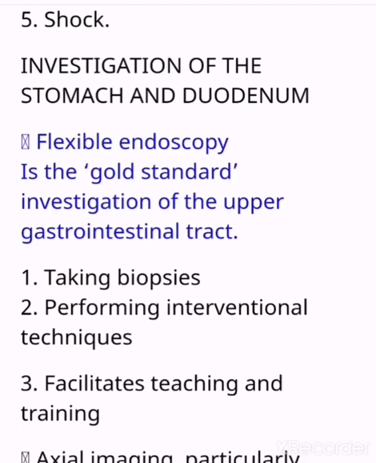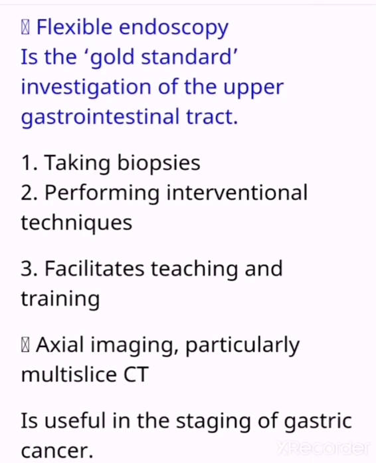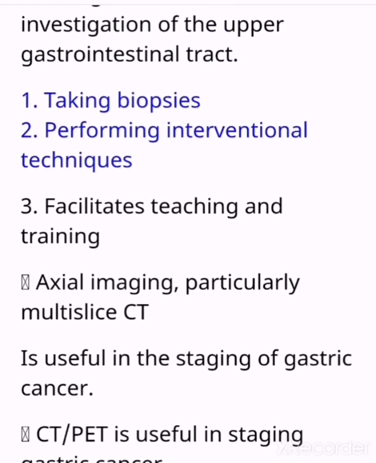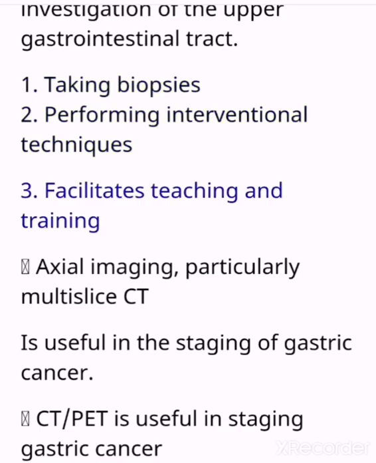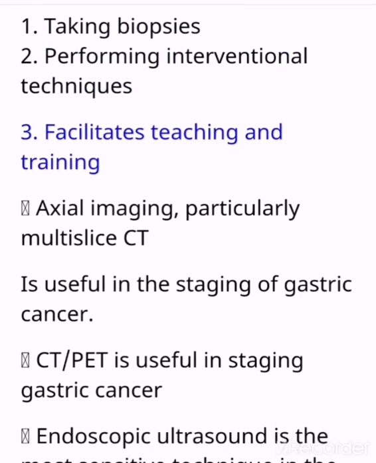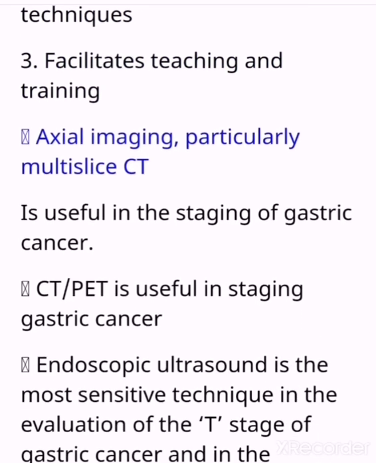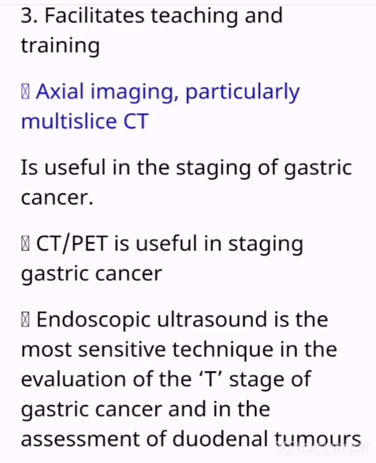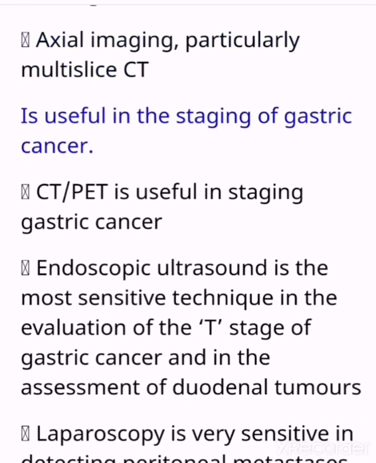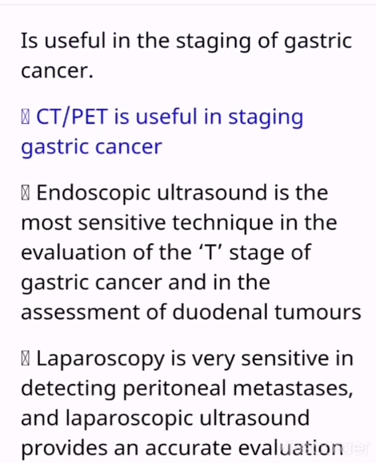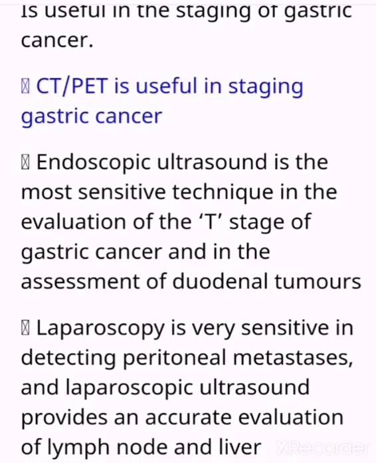Investigation of the stomach and duodenum. Flexible endoscopy is the gold standard investigation of the upper gastrointestinal tract. It allows: 1. Taking biopsies. 2. Performing interventional techniques. 3. Facilitates teaching and training. Axial imaging, particularly multislice CT, is useful in the staging of gastric cancer. CT-PET is also useful in staging gastric cancer.